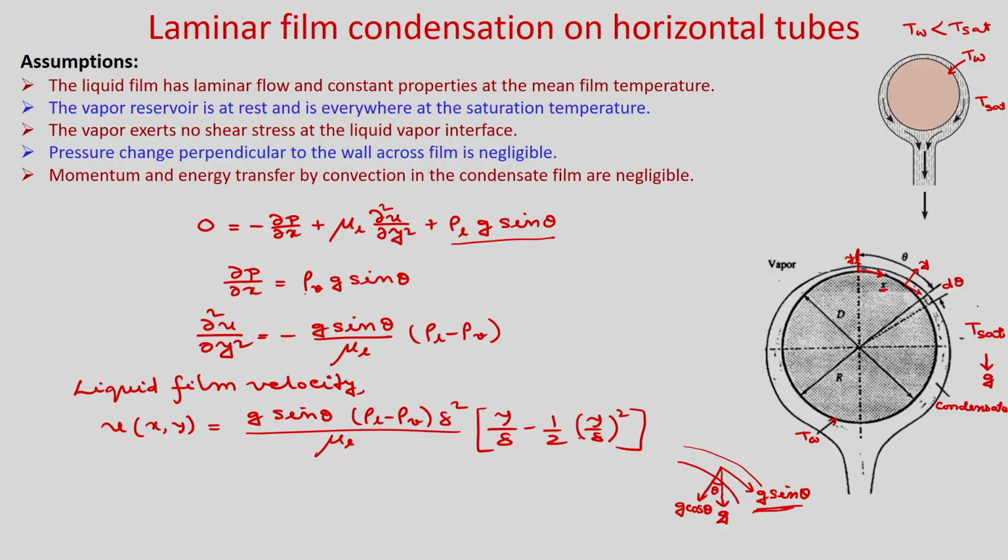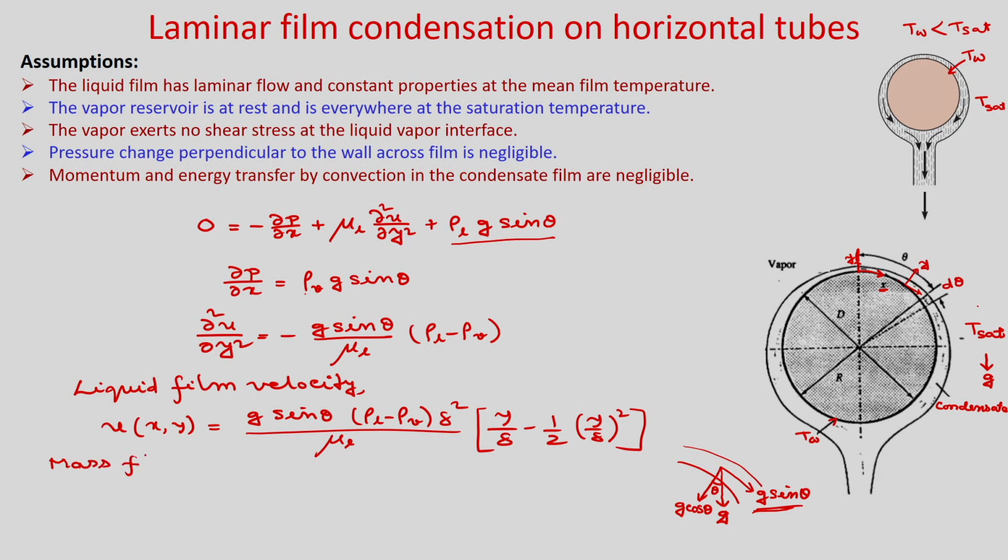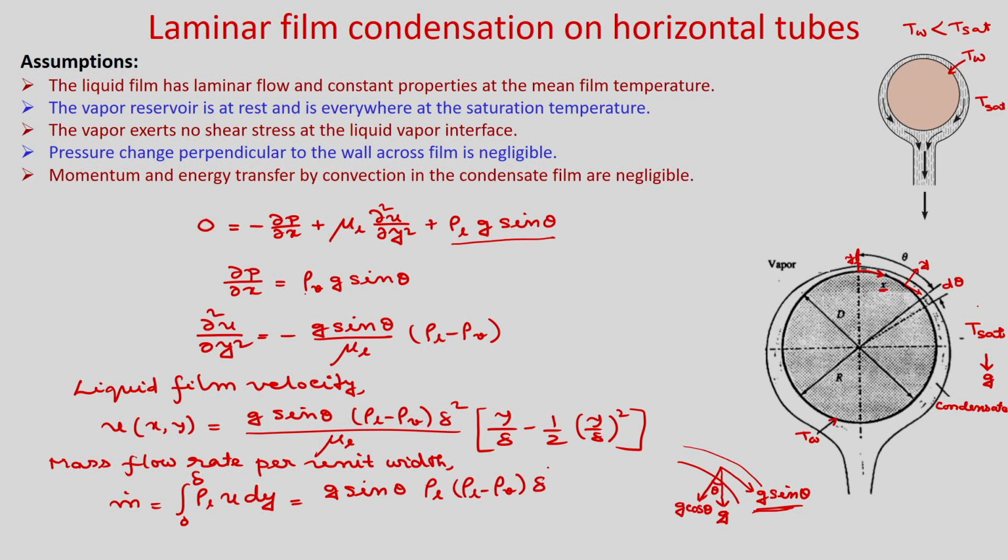Next we want to calculate the mass flow rate, so we have to integrate from 0 to delta. The mass flow rate per unit width, m dot, will be the integral from 0 to delta of rho L u dy. If you put the u expression here, finally you will get g sin theta, rho L minus rho v, delta cube by 3 mu L.